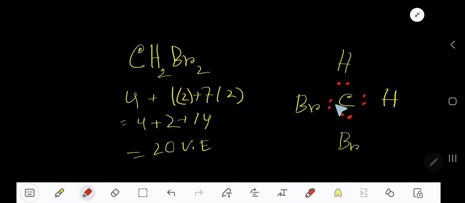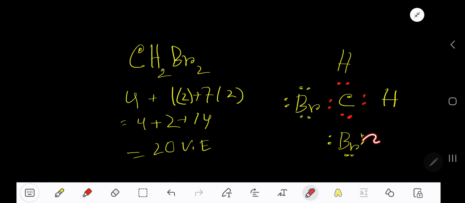So let me satisfy the octet of the outer atoms. So we have used here how many valence electrons? 2, 4, 6, 8, 10, 12, 14, 16, 18, 20. So we have used all the valence electrons.